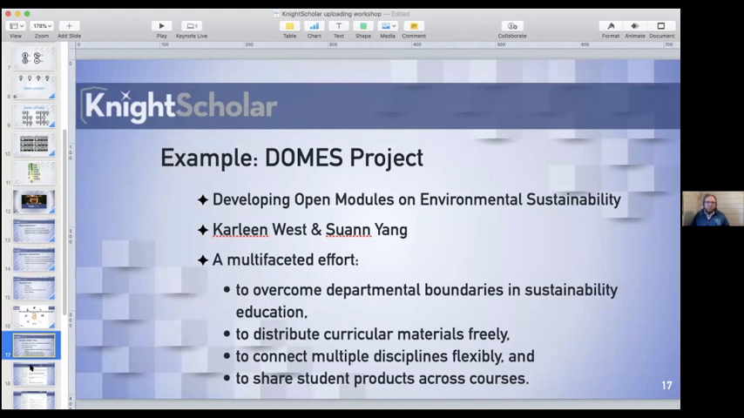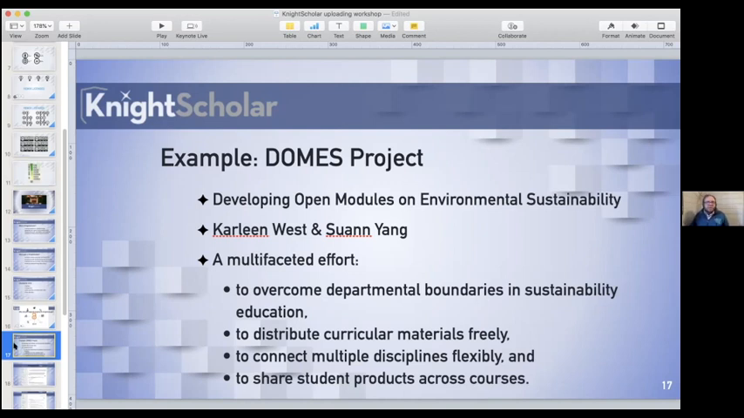The goal of this DOMES project was multifaceted. It wanted to overcome departmental boundaries in sustainability education, because a lot of times when we talk about sustainability, we talk about it from a very siloed perspective. Second, it was to distribute curricular materials freely, not just to people at Geneseo, but to people worldwide. It aimed to connect multiple disciplines flexibly, and then also to share student products across courses.